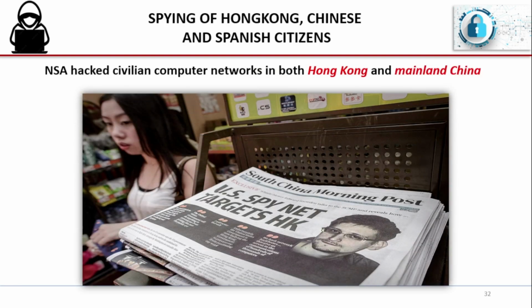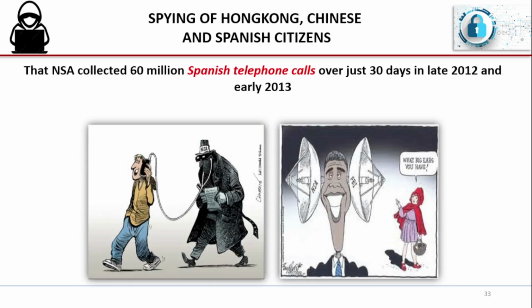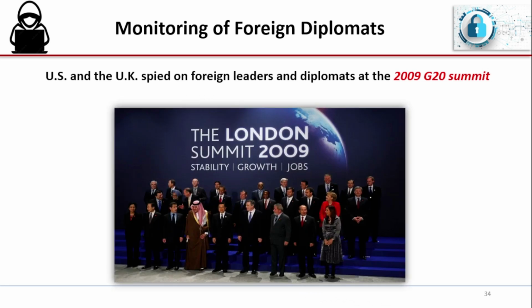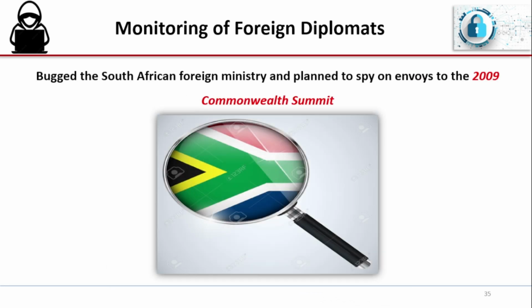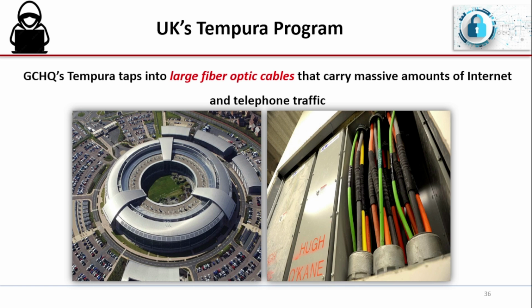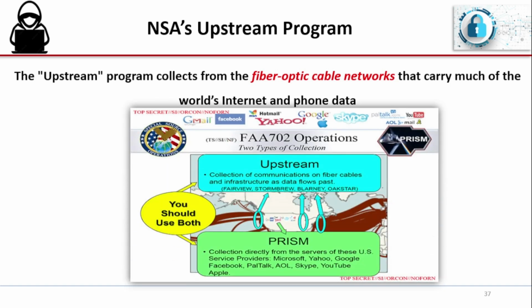The NSA hacked civilian computer networks in both Hong Kong and mainland China. I hope now you have a fair idea where the world is going and what the landscape of cybersecurity is. The NSA collected 60 million Spanish telecom calls over just 30 days in late 2012 and early 2013. Just imagine. They also bugged the South African Foreign Ministry and planned to spy on envoys at Commonwealth summits. Then there is the UK's Tempora program, with long fiber optic cables that carry a massive amount of internet and telephone calls. They have control of that. So might is right. Whoever has power has complete access to everything.